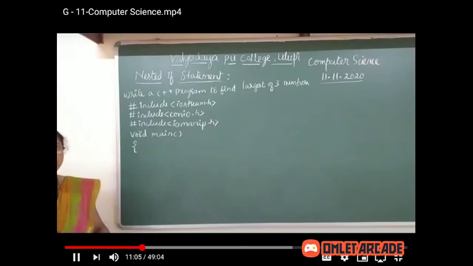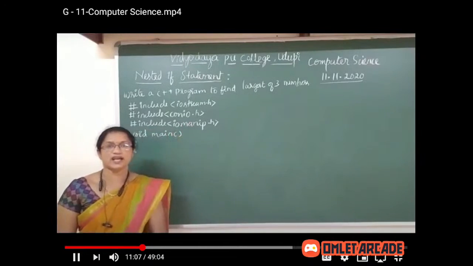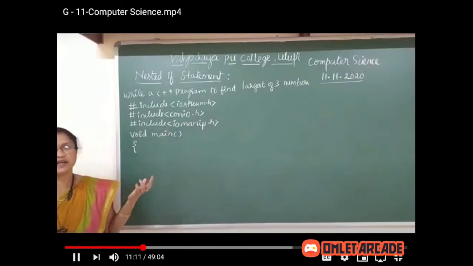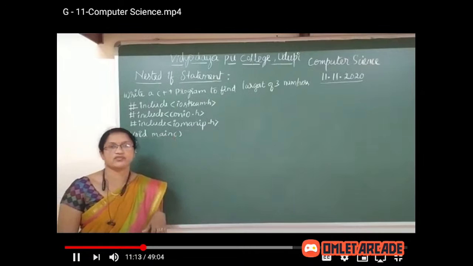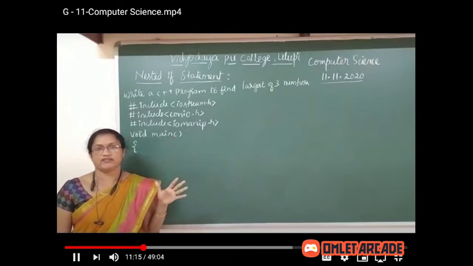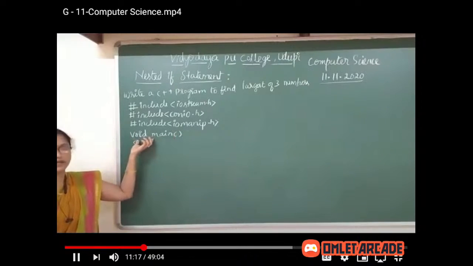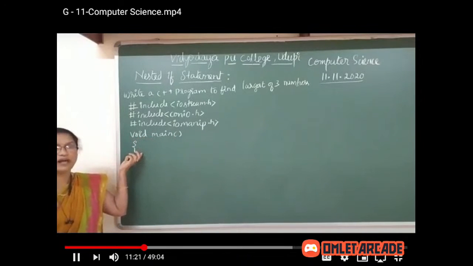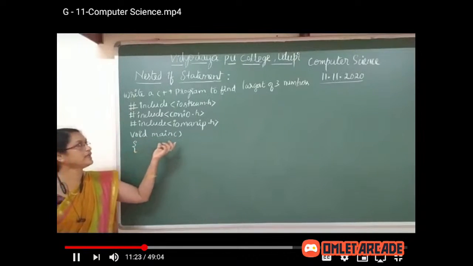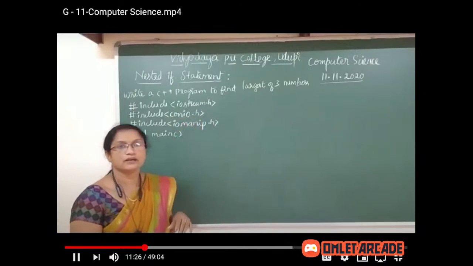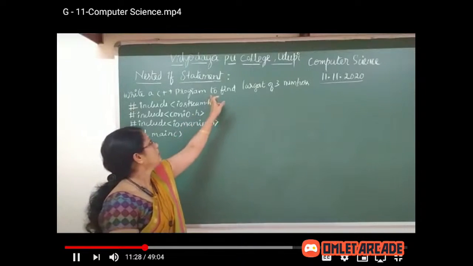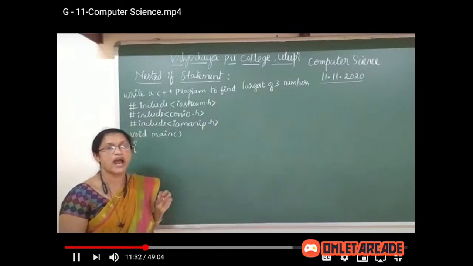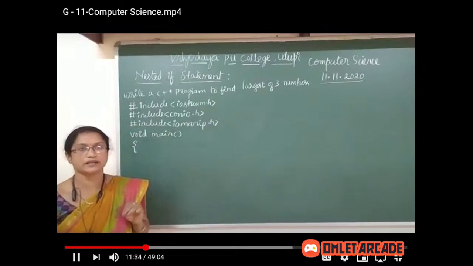Open flower brackets. So normally we use three header files: iostream.h for cin and cout, conio.h for clrscr and getch, iomanip.h for endl and setw if any. Okay. So void main indicates the beginning of the program, followed by an open flower bracket. Now we have to declare the variables. So to find the largest of three numbers means we have to declare three variables, right?